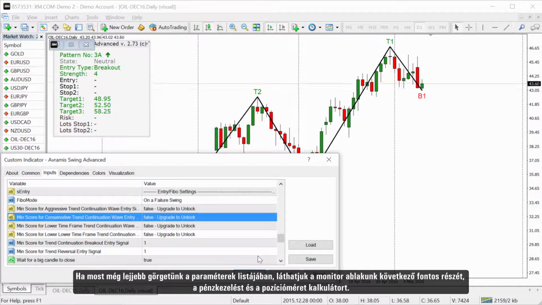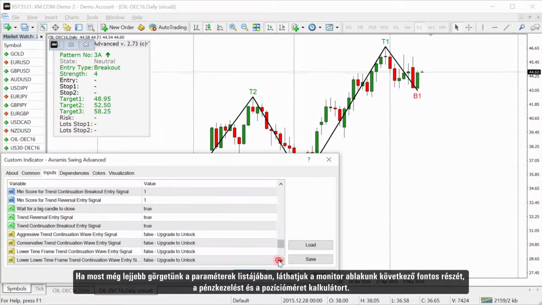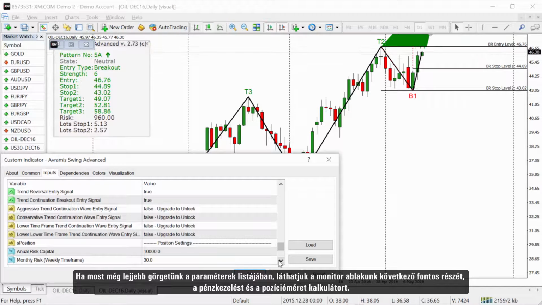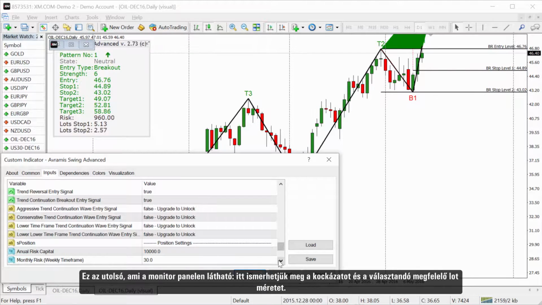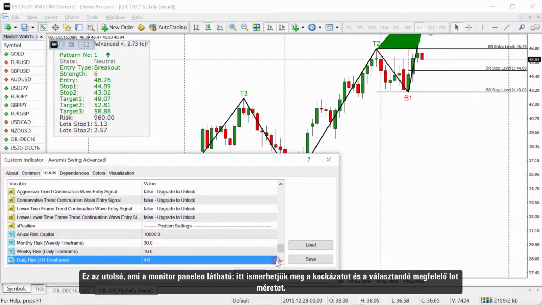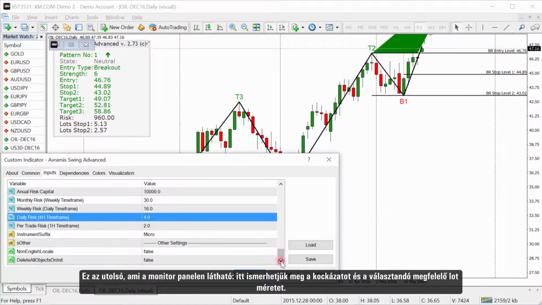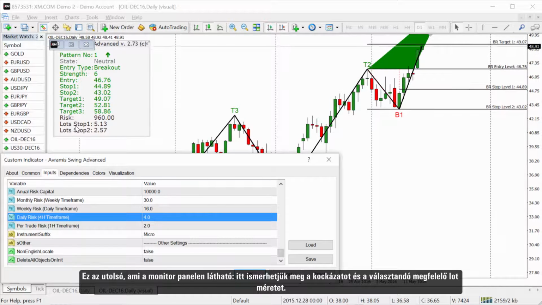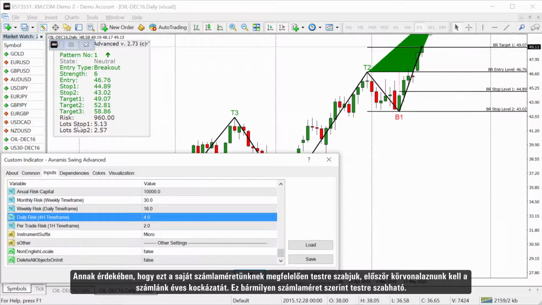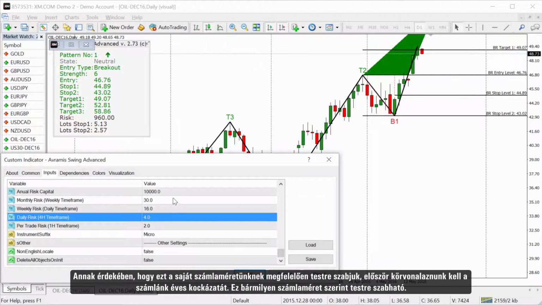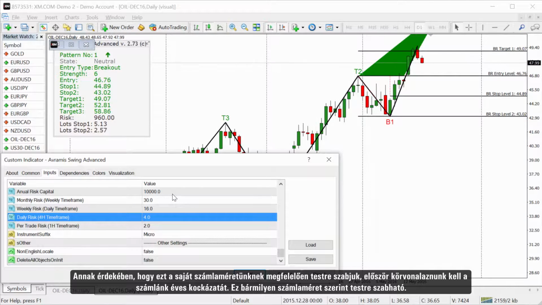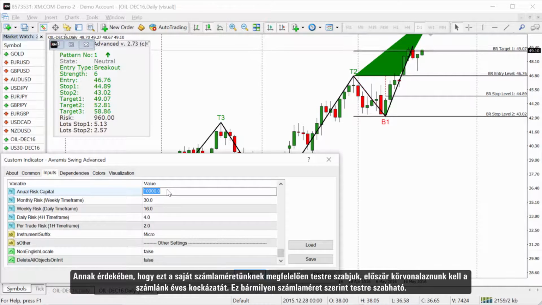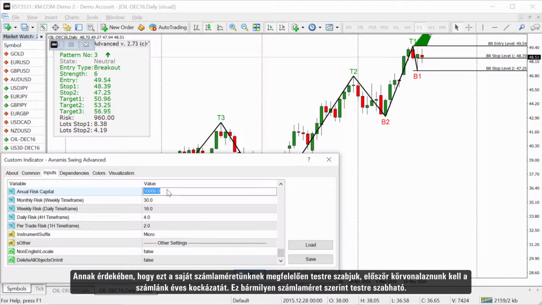Now if we scroll down a little bit lower in the parameters, we will find the next important part of our monitor panel, which is our money management and position size calculator. This is the last thing that you see in the monitor panel here, where it says risk and the correct lot size to be taken. Now in order to customize this towards our account size, the first thing we should do is outline the annual risk of our account. Now this can customize according to any account size.